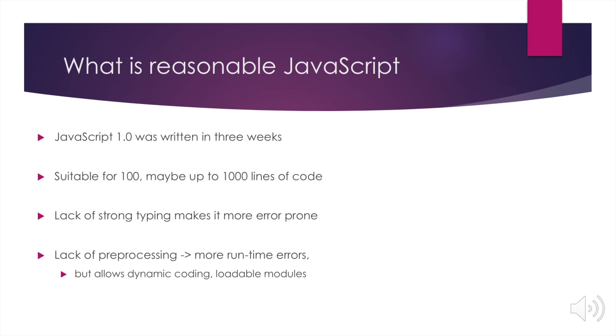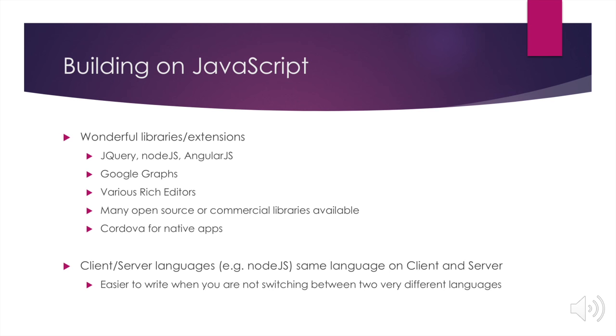JavaScript 1.0 was written in 3 weeks, and it's suitable for maybe 100 or 1,000 lines of code, but not anything beyond that. There's a lack of strong typing that makes it more error prone. There's a lack of pre-processing, so you have more runtime errors, but it does allow dynamic coding and loadable modules. There have been wonderful libraries and extensions added to JavaScript, such as jQuery and AngularJS, Google Graphs, and various other tools. There are many open source and commercial libraries available, and you can use Cordova to create native apps with JavaScript.